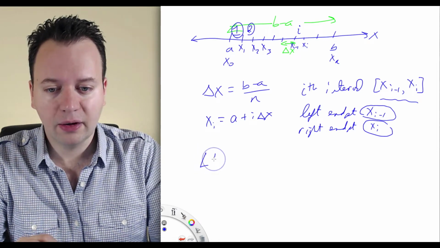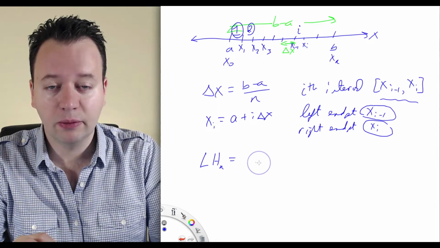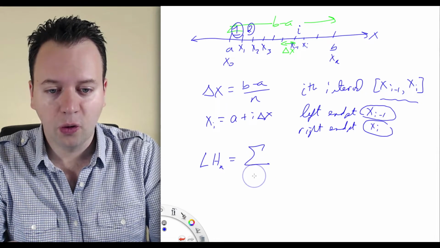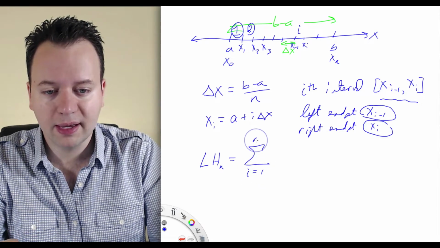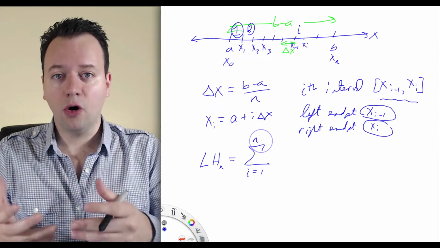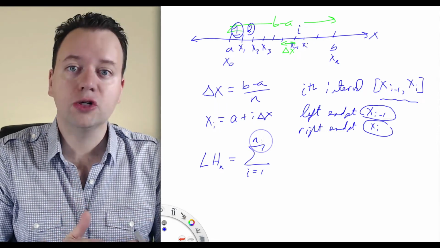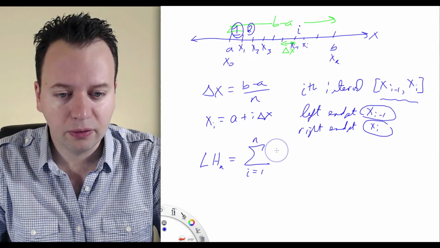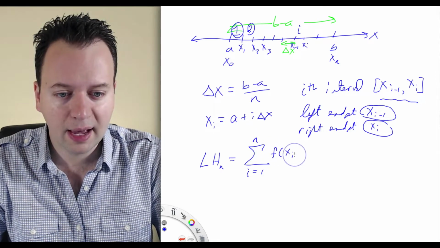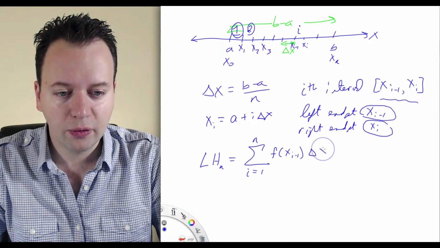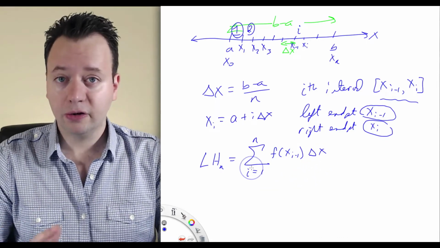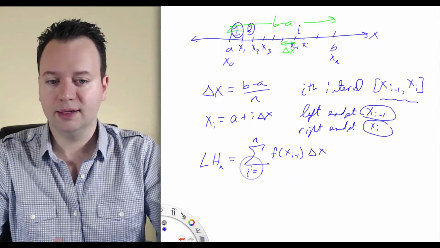So for the left-hand Riemann sum with n subintervals, the formula will be the sum from i equals 1 to n. So we do a sum over each of the n rectangles, and then we evaluate the function at the left endpoint. So the height of the rectangle will be f of x sub i minus 1, and then the width of the rectangle is delta x. So there's the formula for the left-hand Riemann sum.